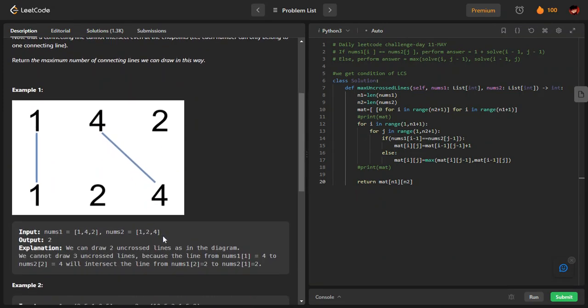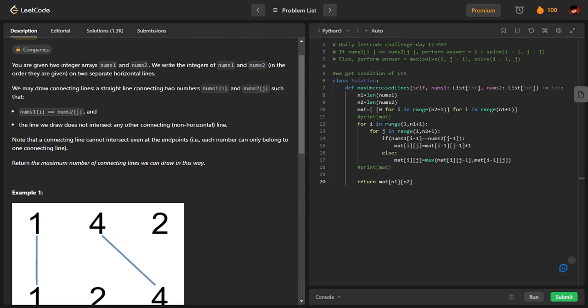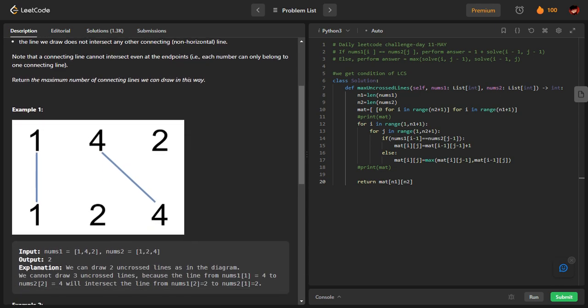We are given two arrays of numbers, and we're asked something. Let's see what it is. We are given two integer arrays nums1 and nums2. We write the integers of nums1 and nums2 in the order they are given in two separate horizontal lines. As you can see here, this is the nums1 array, 1 4 2, and nums2, 1 2 4. We write them on separate horizontal lines, one above the other.